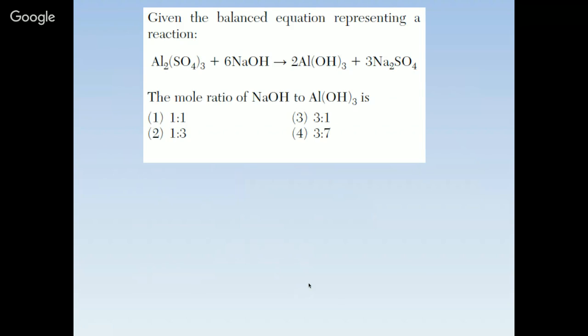Okay, here's another one. This is a mole ratio question. On this one, they're giving us the balanced equation already, and it wants to know the mole ratio of NaOH to AlOH3. So I'll give you a second to think about it.